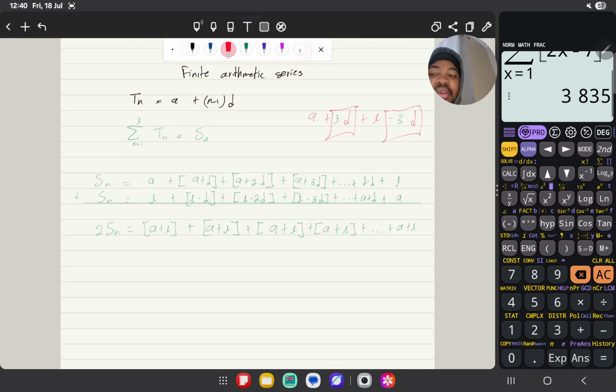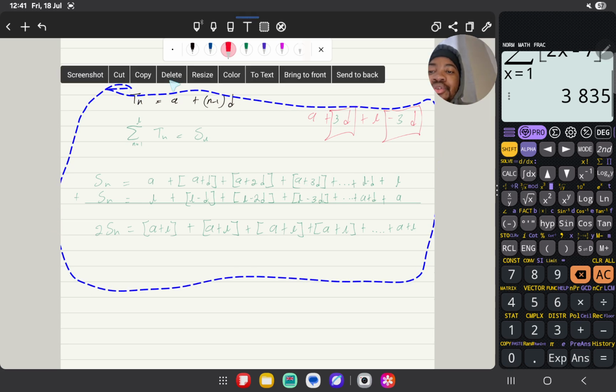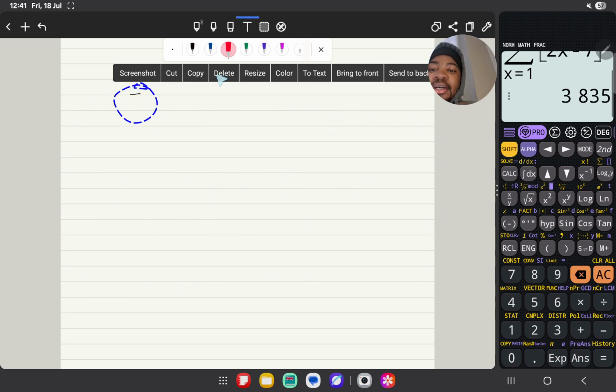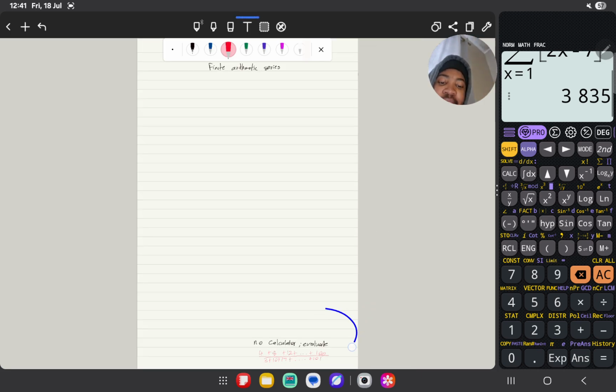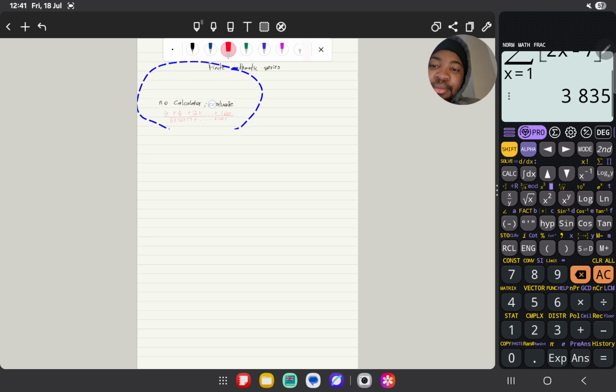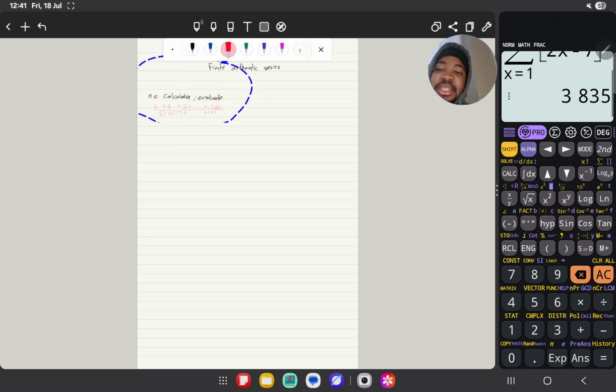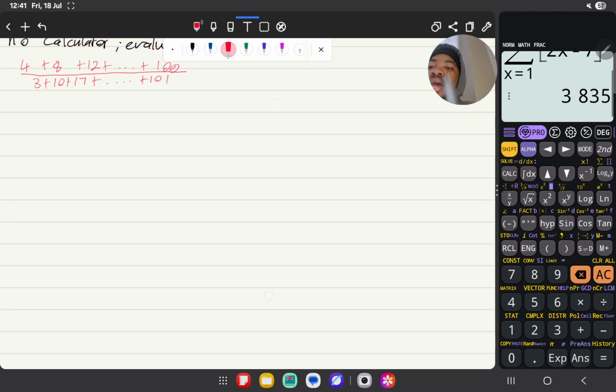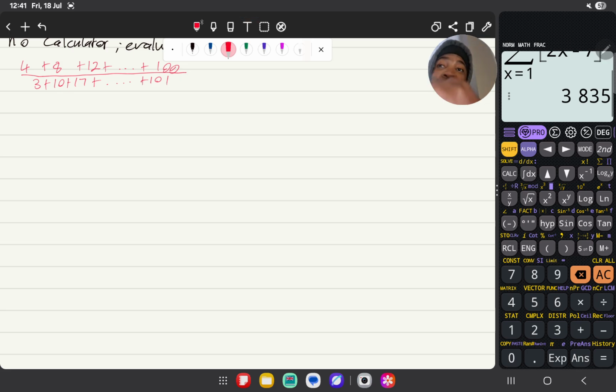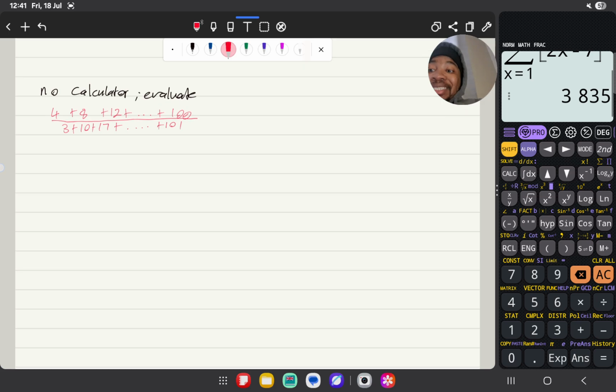Oh, I should also say, you need to know how to derive these formulas. The reason it's very important is that you could get a question that says derive Sn for an arithmetic series, right? I remember getting such questions during my matric time, especially also for geometric. So do know how to derive this formula.